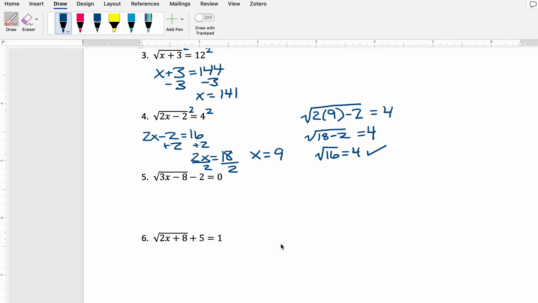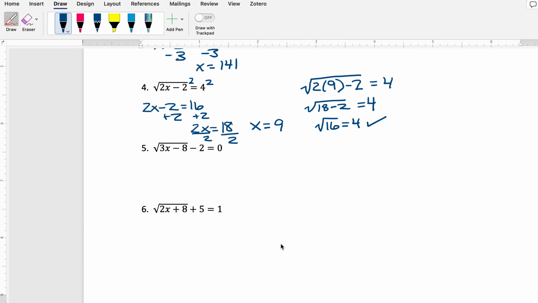Let's look at number 5. Here we have minus 8 under the radical, and we have minus 2 outside of the radical. You might be tempted to combine these to get minus 10, but I can't do that. I can't combine things under the radical with things outside. So what I need to do is get rid of the minus 2 first by adding 2 to both sides.